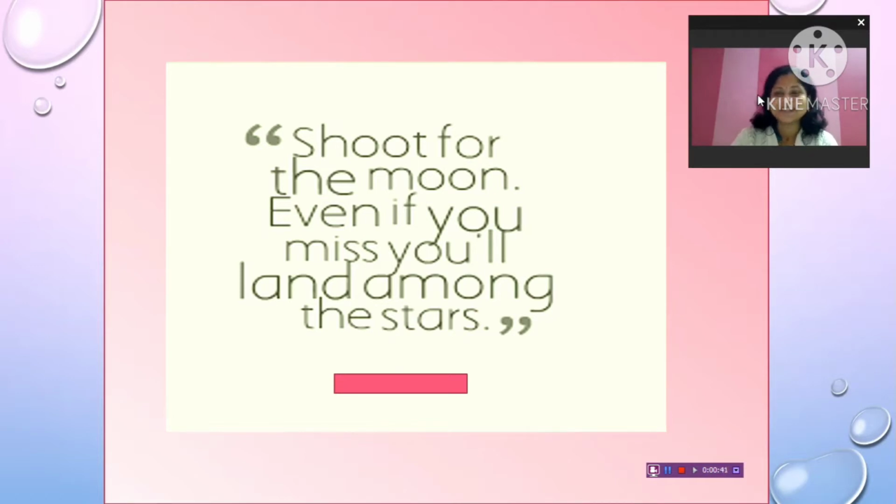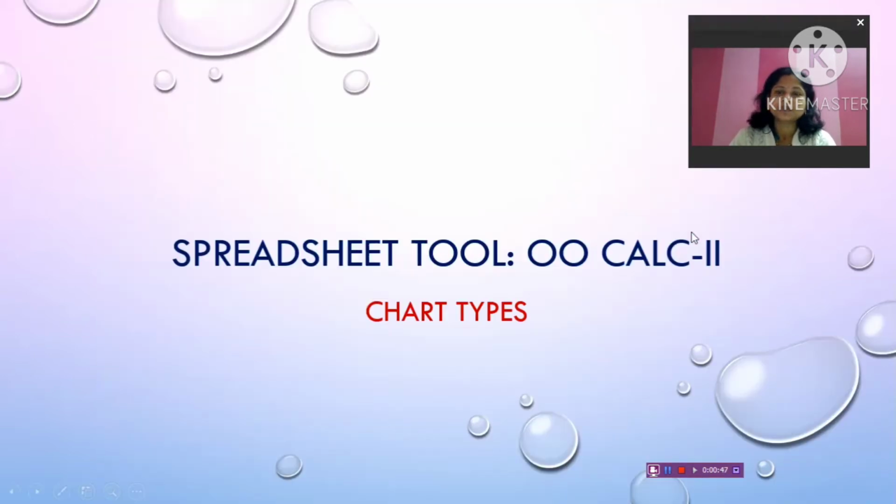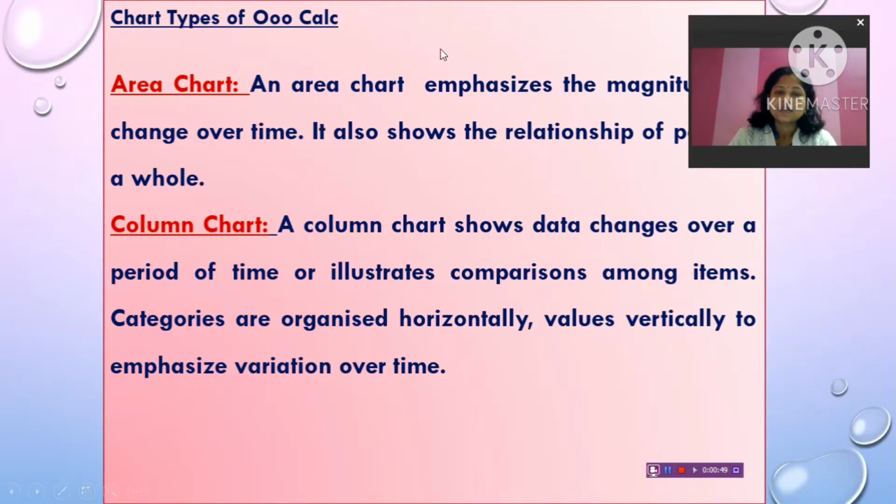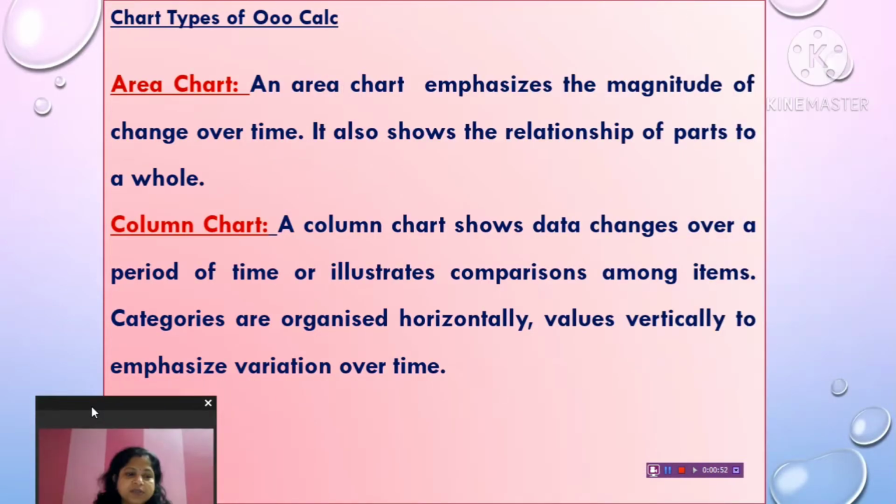Good morning, dear children. So today we'll talk about different types of charts in Calc 2. So one is your area chart. What type of chart is it? An area chart emphasizes the magnitude of change over time. It also shows the relationship of parts to a whole.